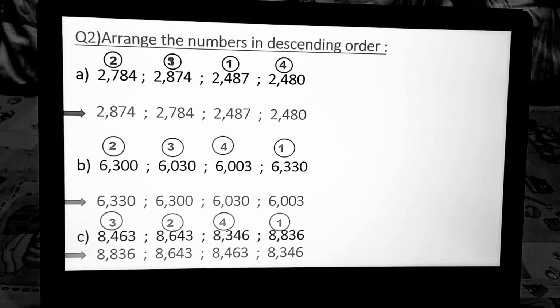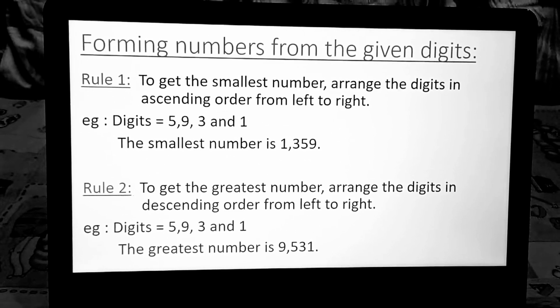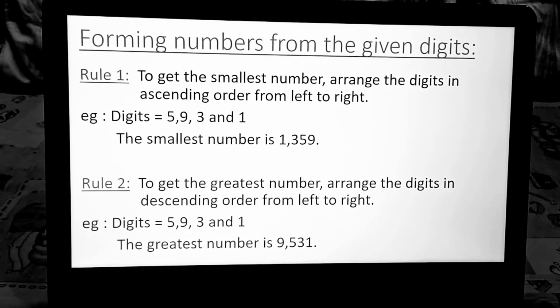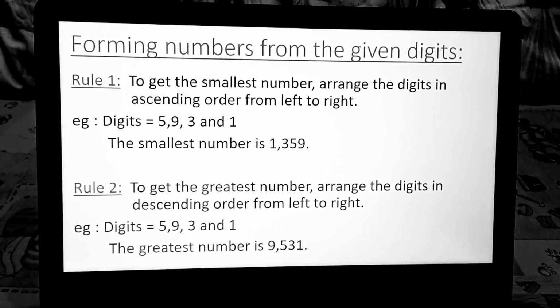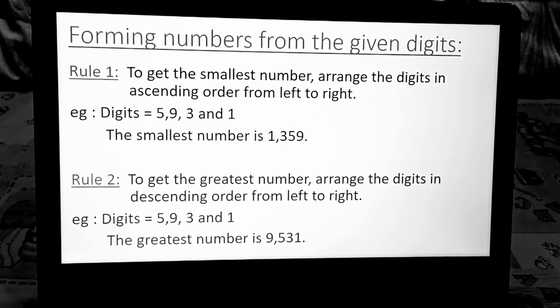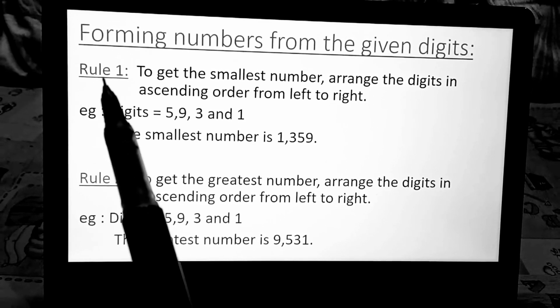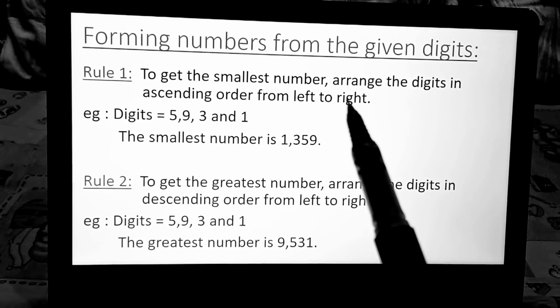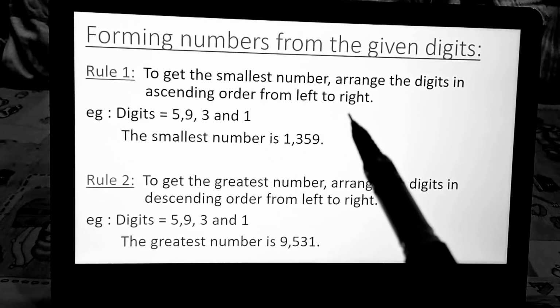Now I will tell you how do we form the numbers from the given digits. This you have done in your previous class children, but again I will explain you because here we will form 4-digit number with the given digits. Okay, so there are some rules children. Rule number 1, to get the smallest number, arrange the digits in ascending order from left to right.